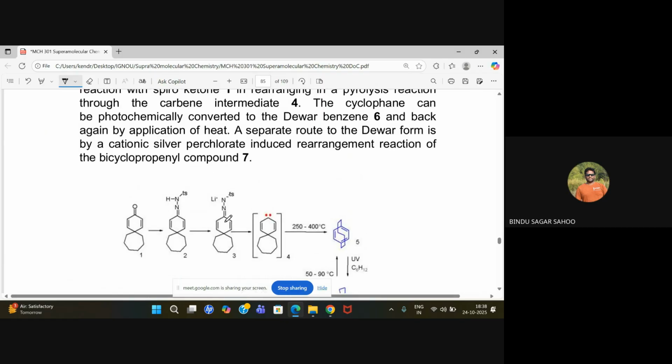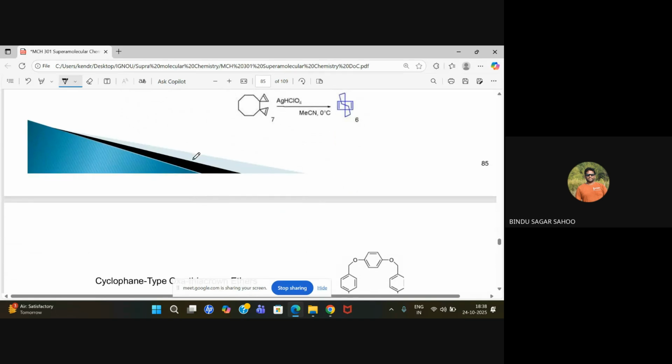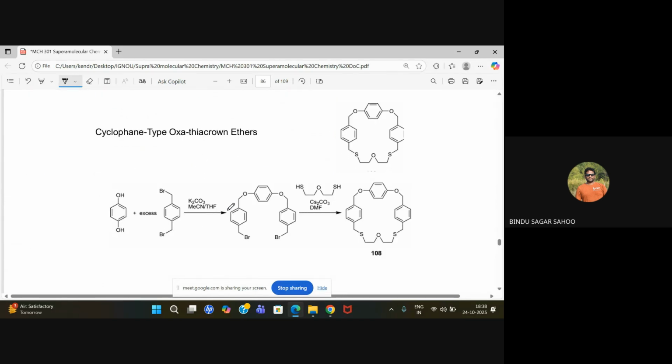So this is the synthesis method of the cyclophanes, and other types of cyclophanes also. Here we can see other types of cyclophanes that involve not only carbon atoms. That means the aliphatic groups involve carbon along with oxygen atoms, and sometimes sulfur groups.